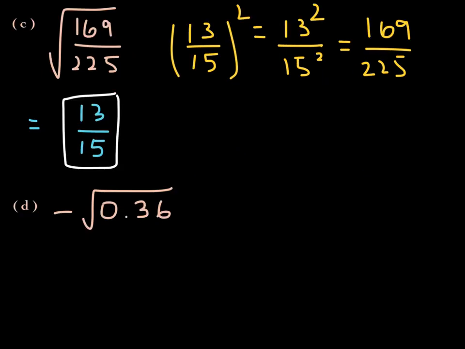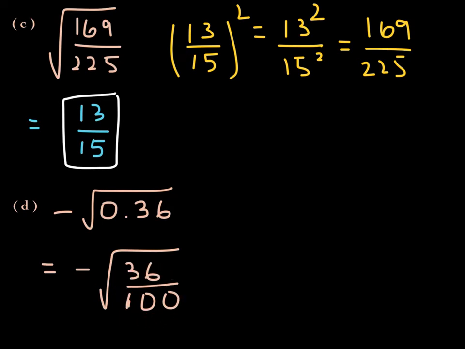The next one is negative, and then the principal square root of 0.36. Now, I am going to invite you to rewrite this as negative, and then 0.36 is really 36 hundredths. How did I figure that out? Well, 0.36 terminates or ends in the hundredths place. The 3 is in the tenths place, the 6 is in the hundredths place. So 0.36 is the same thing as the fraction 36 over 100.